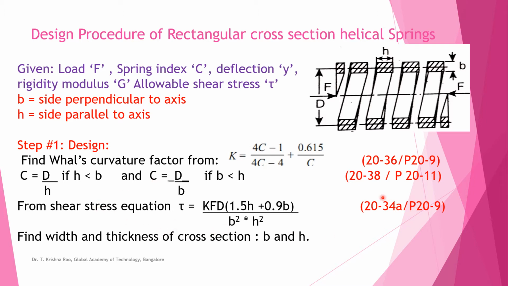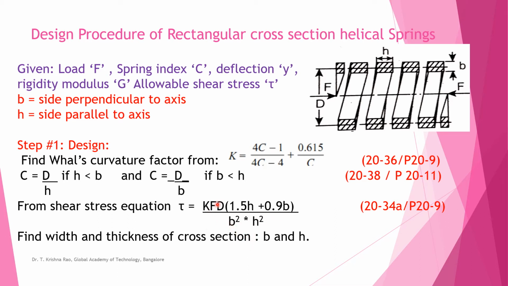Page number 20-9, equation number 34a is the shear stress equation for rectangular cross section. Tau equals K F D times (1.5H plus 0.9B) by B squared H squared. This equation is valid for rectangular cross section. The same equation, if you want to use it for a square cross section, substitute B equal to H in this equation, and it will result in the square cross section. That is given separately. We discuss it in the next problem.